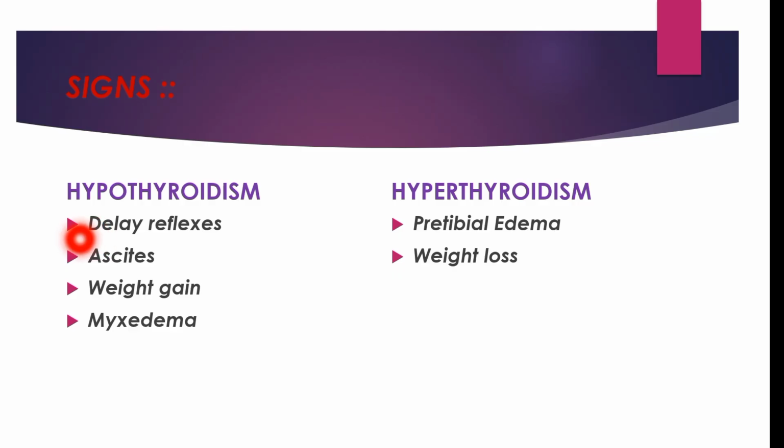In hypothyroidism, check the reflexes because the reflexes will be delayed. Similarly, also check for ascites, which is done by the fluid thrill and shifting dullness. And also there will be weight gain in hypothyroidism. And also note the periorbital edema. Similarly, also check for the signs of hyperthyroidism, which include pedal edema and weight loss.